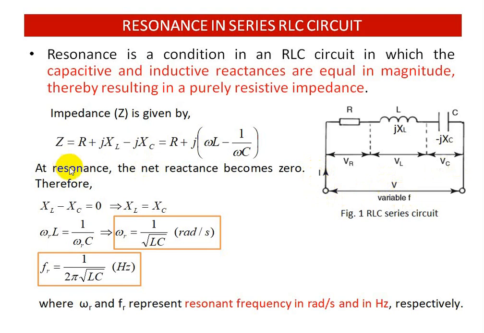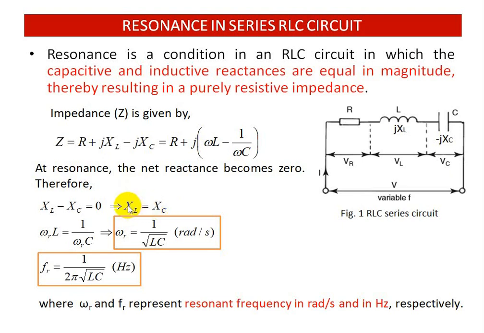So the impedance for this circuit is R plus jXL minus jXC, which can be written as R plus j into omega L minus 1 by omega C. So omega L is XL, 1 by omega C is XC. At resonance, the net reactance becomes 0. That is, XL minus XC becomes 0. In other words, we can say that XL will be equal to XC at resonance.